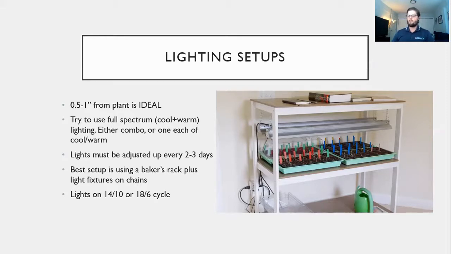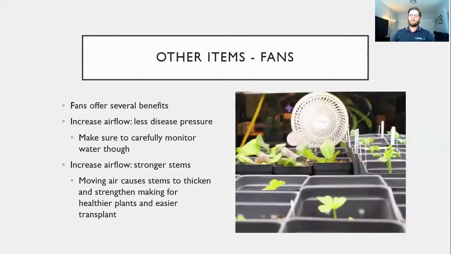You can see here, this is more of kind of an example setup, but otherwise these lights are way too high. Those would need to be much, much closer. So the best setup would be using something like a baker's rack. You can get these at restaurant supply stores, but my wife and I got one from Walmart, not for seed starting, but for actually storing kitchen supplies, but we could turn it into a seed starting setup if we wanted to. And for our lights, these are something you would want to have on a timer. Typically we would say you want to have these on like a 14/10 or an 18/6 cycle.